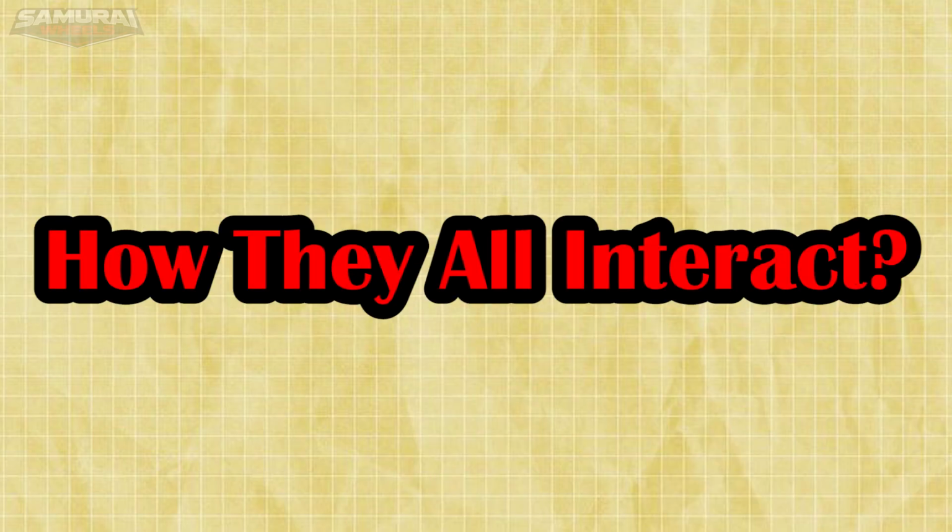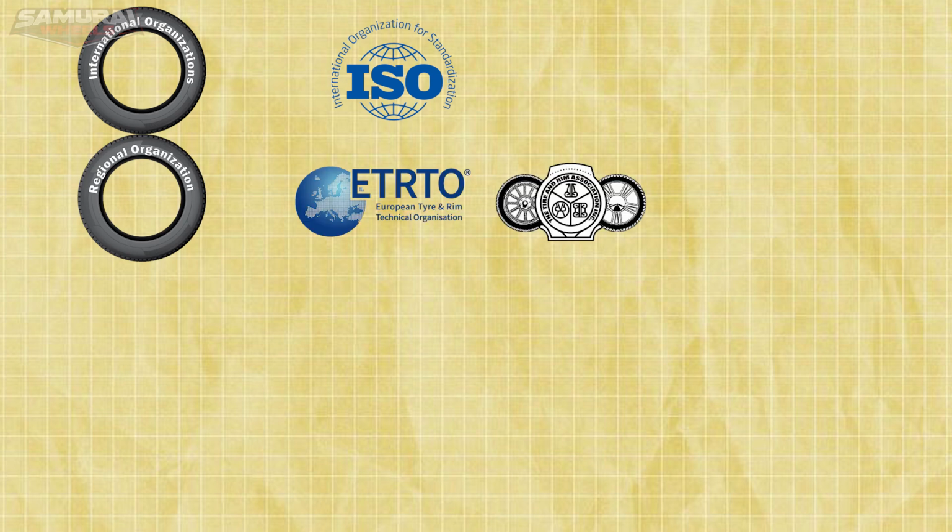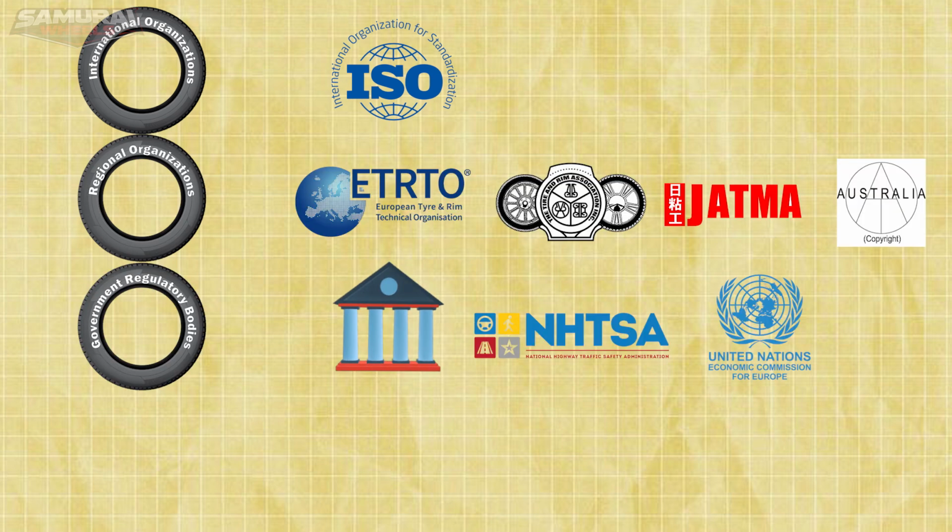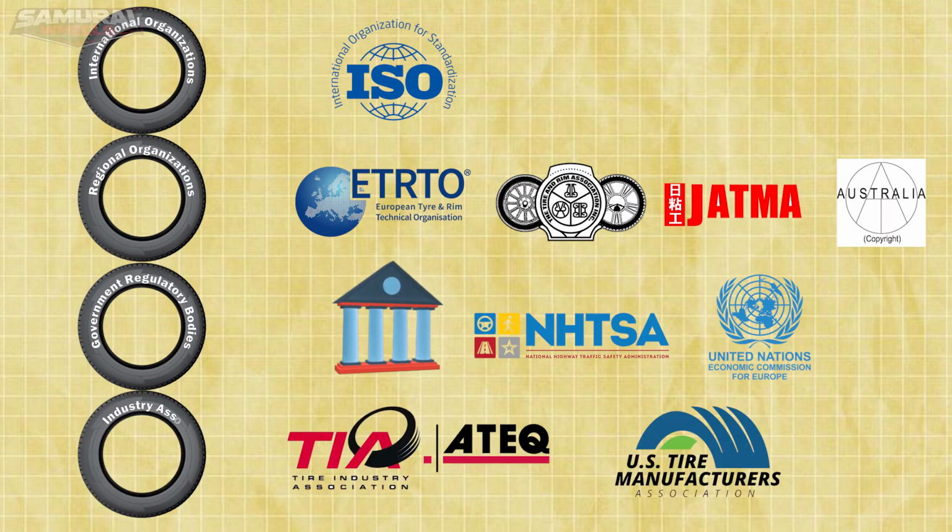How they all interact. ISO provides the broad international baseline. Regional bodies adapt or add details to fit their local markets. Government bodies enforce the standards legally. Manufacturers must design tires that comply with the standards of each market where they sell.